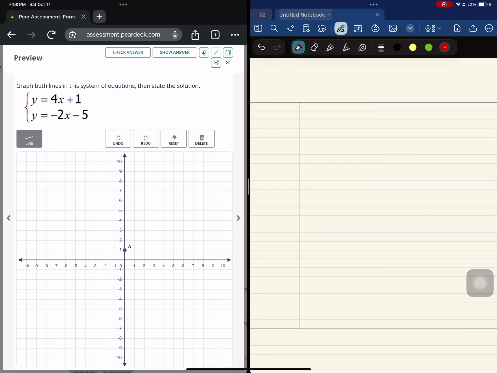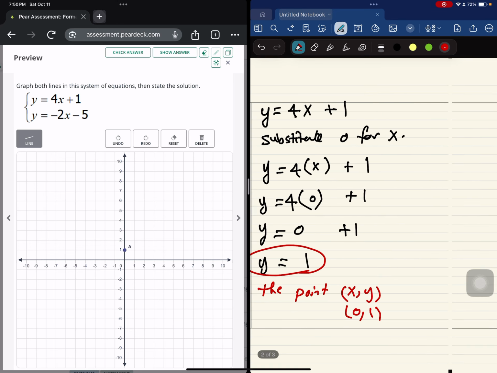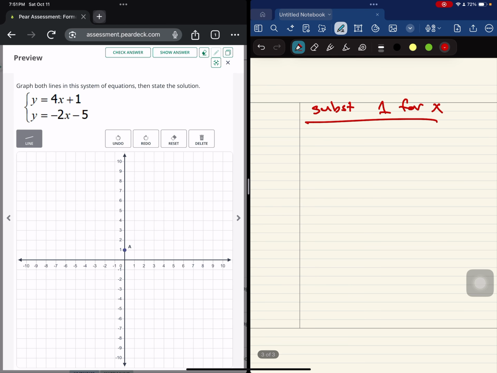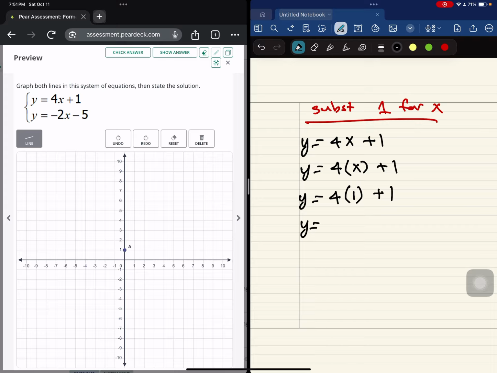In this case, we can substitute 1 for x as follows. We take the equation which is y equal 4x plus 1 again. So y is equal 4x plus 1, and then we substitute 1 for x: y is equal 4 times 1 plus 1, and y is equal 4 times 1, which is 4, plus 1 equal 5.